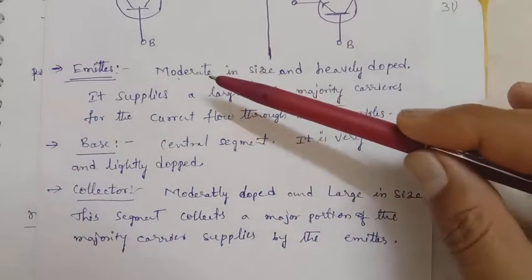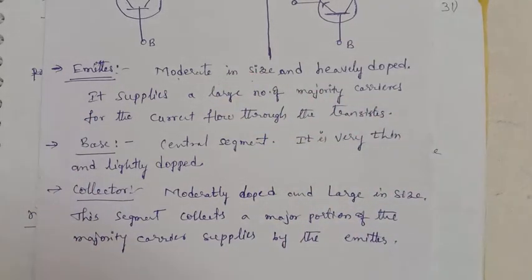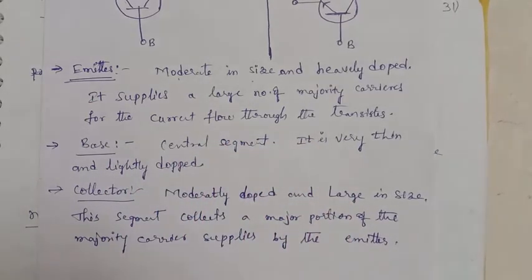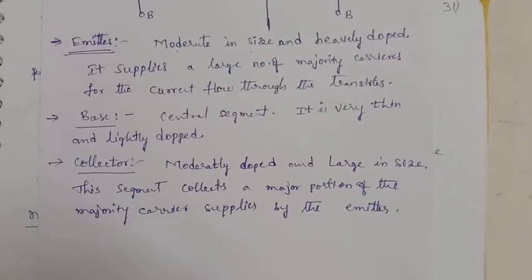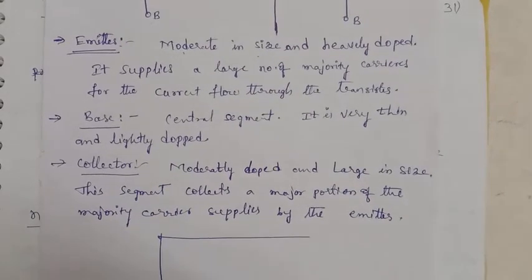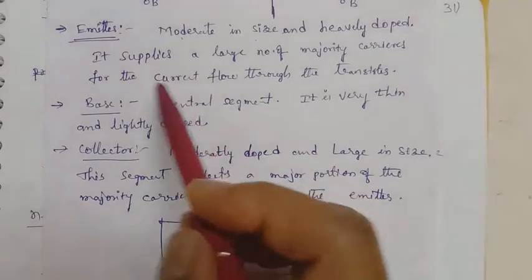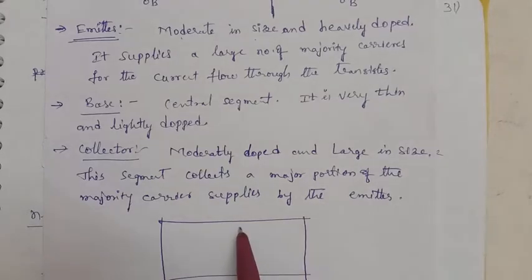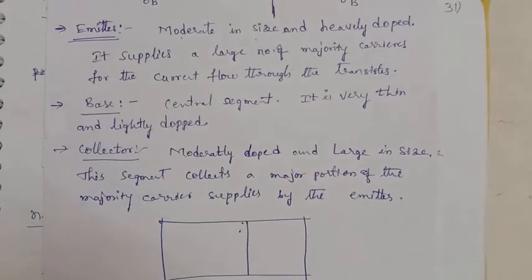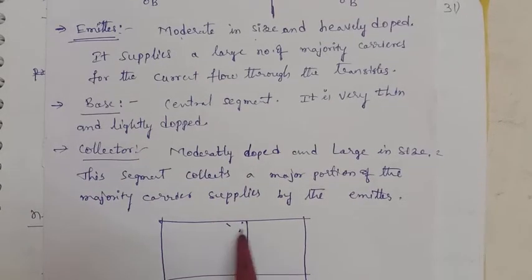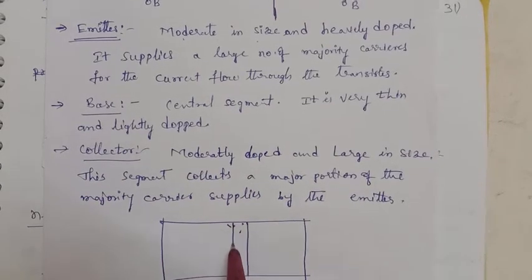Emitter is moderate in size and heavily doped. It supplies a large number of majority carriers for the current flow through the transistor, and the base is very thin in size. So the diagram will look like this: if you take a transistor, it may be P type or N type. In that, the collector is very large in size, like this, and the base is very thin in size, like this.